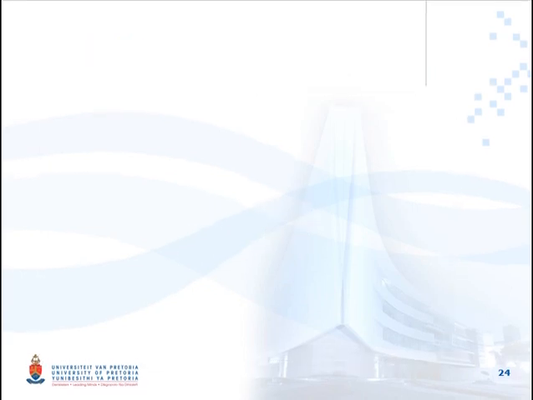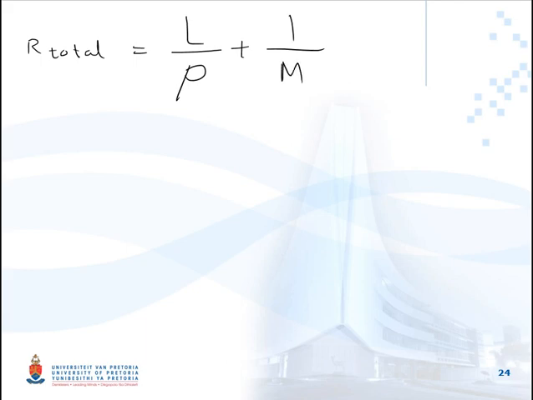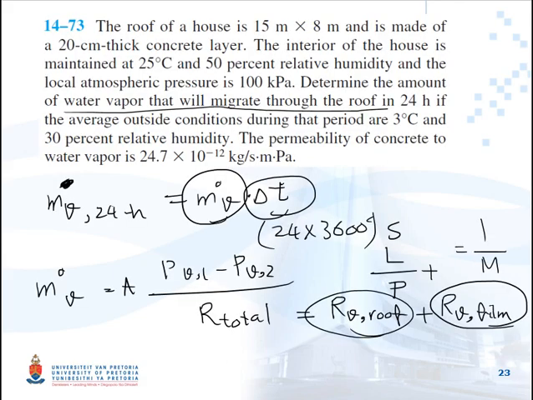Okay, let me write it down. So our R total is L divided by permeability plus 1 divided by permanence. Do we have the L? Yes, for concrete we have 0.2 meters. How about the permeability of concrete? Do we have it? Let's go and check.